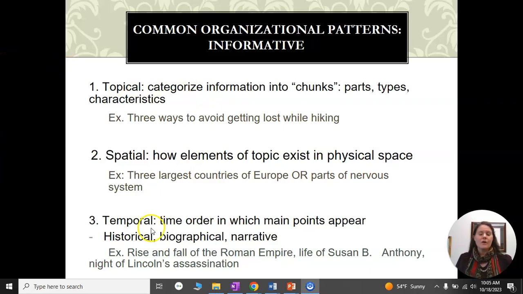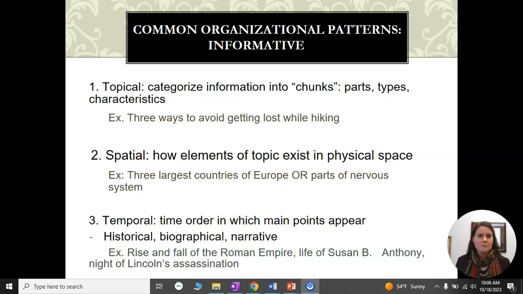Finally, temporal organization. This is a topic that unfolds in a particular time order or a chronological order. It's sometimes called a chronological organizational pattern or temporal. So there's going to be a first thing, a second thing, a third thing, or a beginning, a middle, and an end. So biographical speeches or speeches on historical events often follow a temporal organizational pattern.